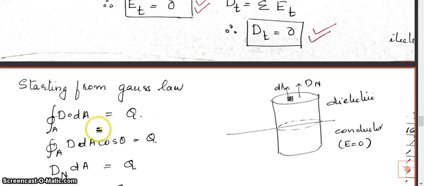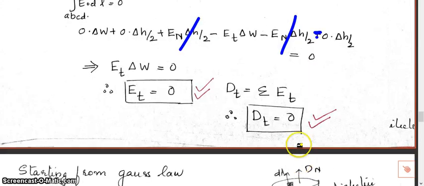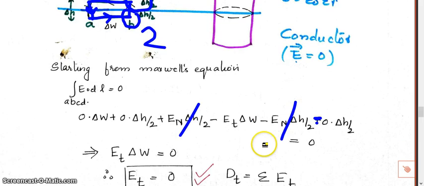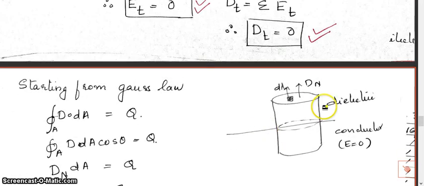Now next we will go back to Gauss's law, that is, the closed surface integral of D dot dA is equal to q. Expanding the dot product, that is D dA cos theta is equal to q. This diagram and this one are both the same. Here, in order to find the condition for Dn, I am drawing a Gaussian cylinder.